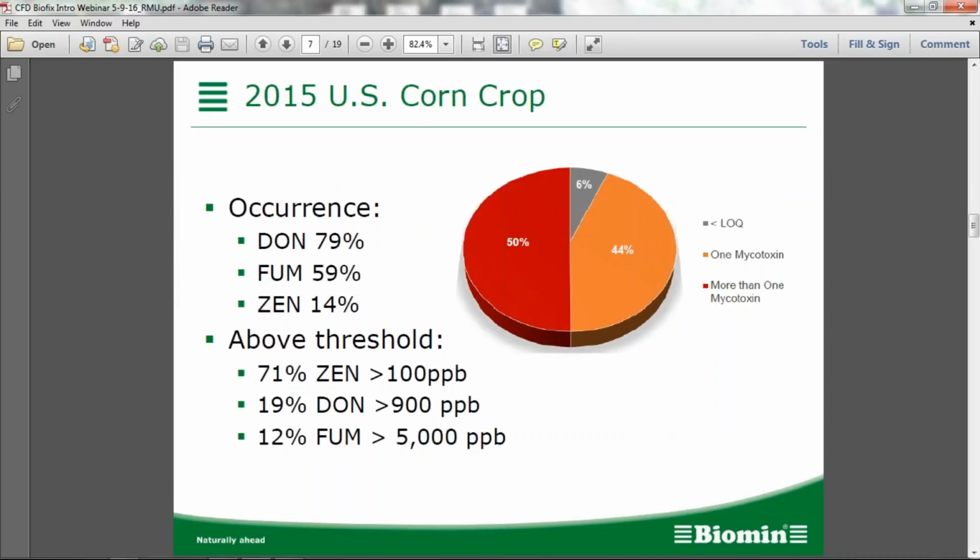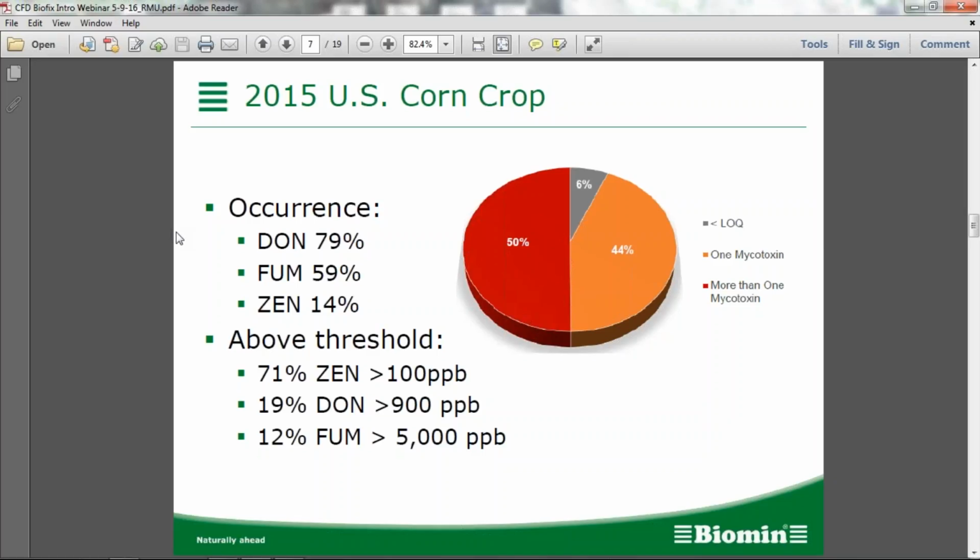Mycotoxins are a concern around the world, not just in the US. One thing that Biomin does annually is a mycotoxin survey, where we collect different feed samples from around the world and analyze them for the presence of mycotoxins. This slide just shows some of the results of the 2015 survey of the US corn crop. More than 300 samples were collected from throughout the US.